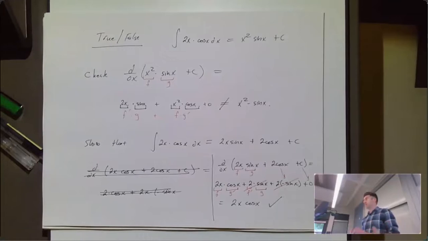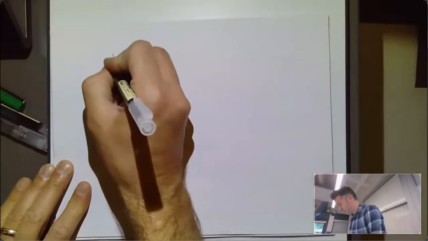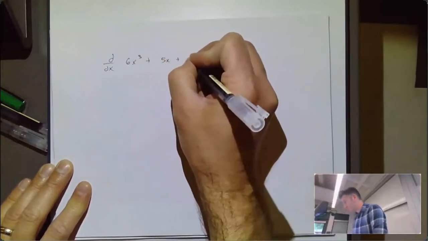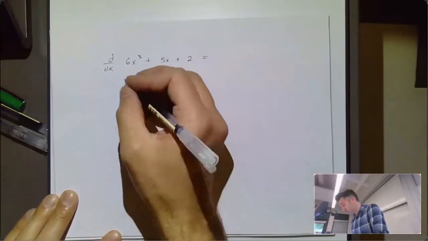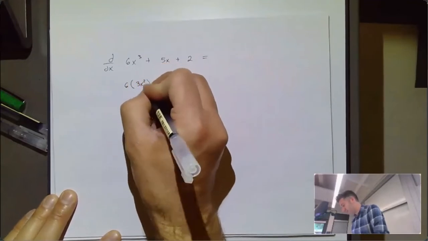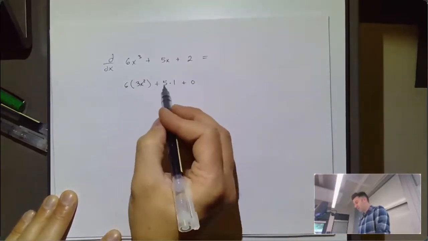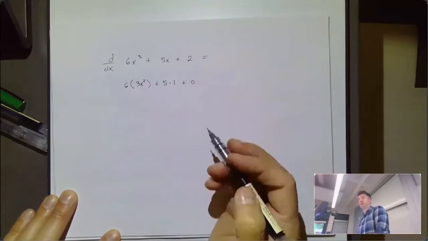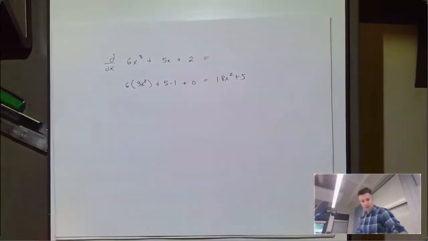Constant multiples do what I like to call hanging out, right? So if you were taking, say, the derivative of 6x cubed plus 5x plus 2, and I'm going to write it out, even though we would usually just say 18x squared, it's going to be 6 times 3x squared plus 5 times 1 plus 0. So these constant multiples of functions hang out, whereas this constant on its own, its derivative is 0. And so then we would simplify that and say it's 18x squared plus 5.